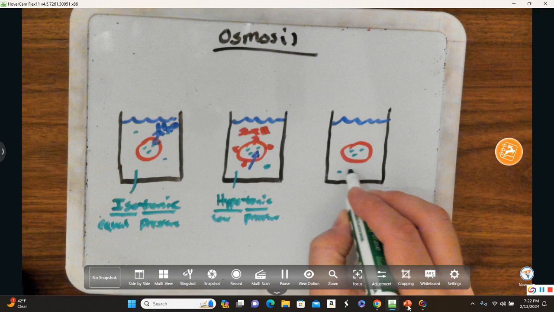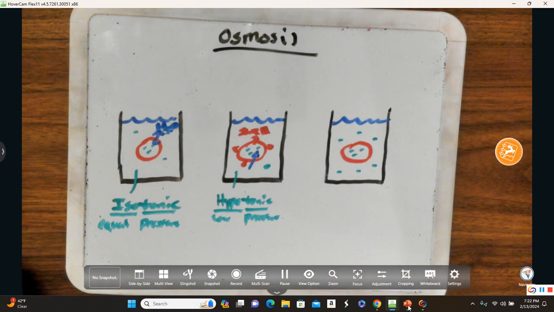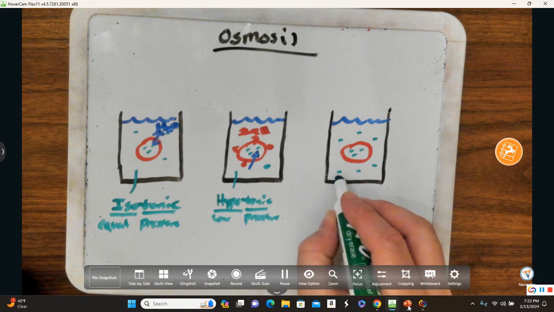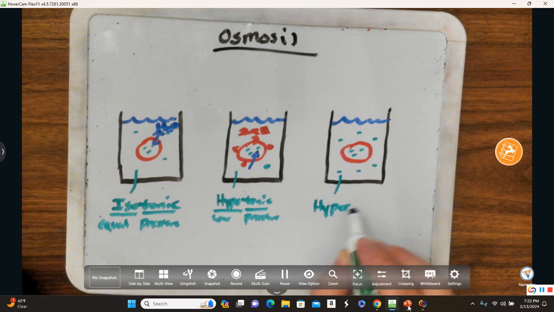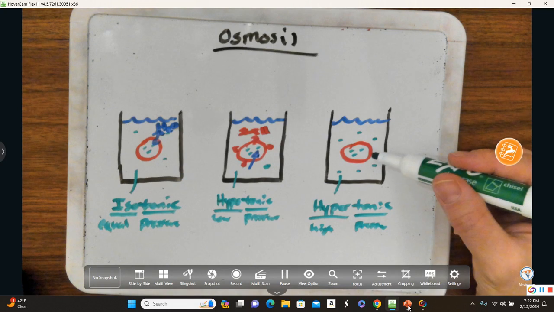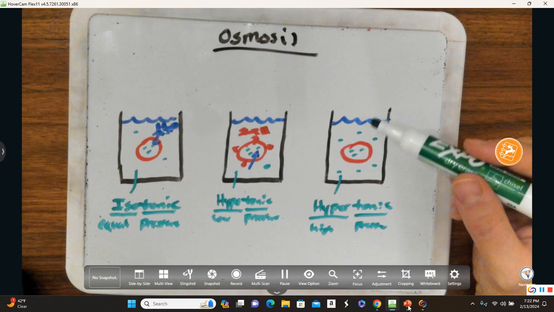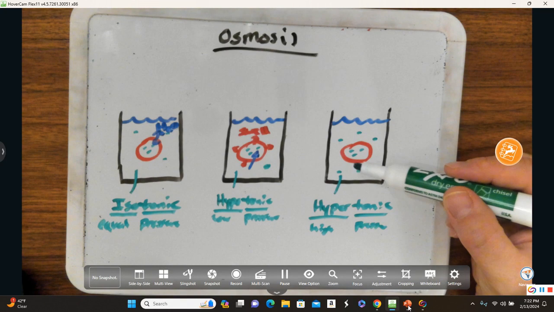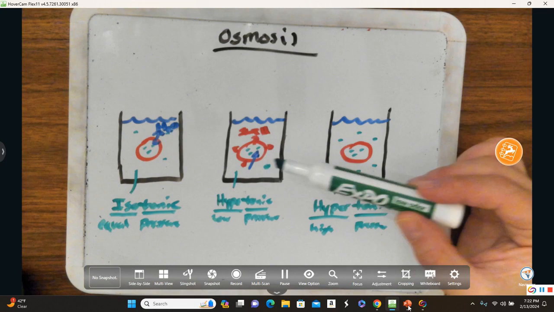So let's say we had 1, 2, 3, 4, 5, 6. We had a really high solute concentration here. This solution here is called hyper, which means high tonic pressure. There is a high osmotic pressure outside, and water goes from high to low osmotic pressure. So this hypertonic here, this actually has the higher osmotic pressure. Sorry, this has a lower.